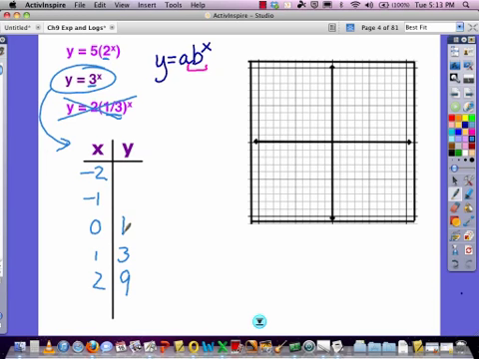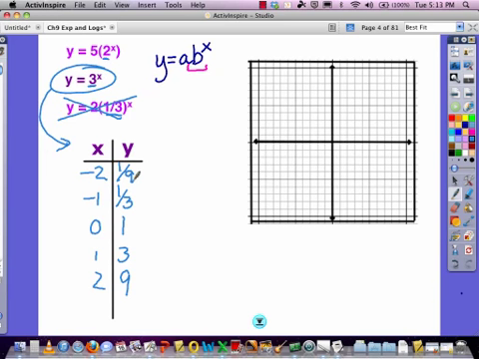3 to the negative first, we know that means flip me, reciprocal, so we're thinking, that's the fraction 1/3. And then last but not least, if I put a negative 2 in for x, 3 to the negative second really means, again, flip me, I'm the reciprocal, 1/9. It does not mean I'm a negative number.